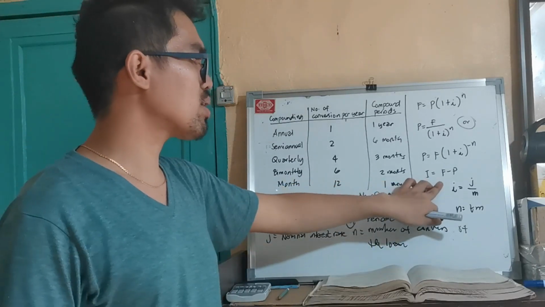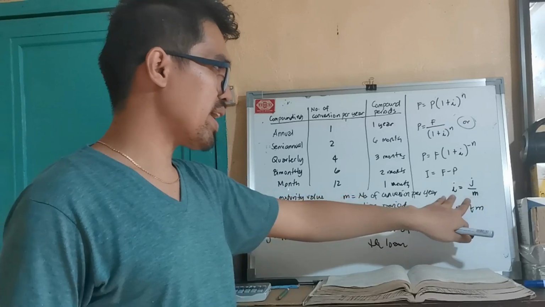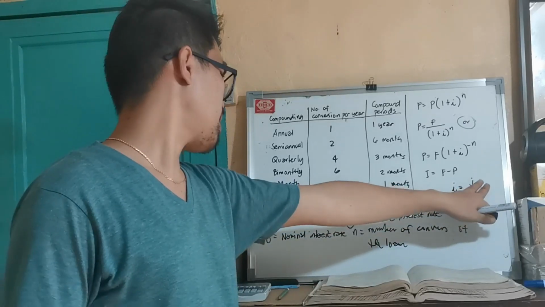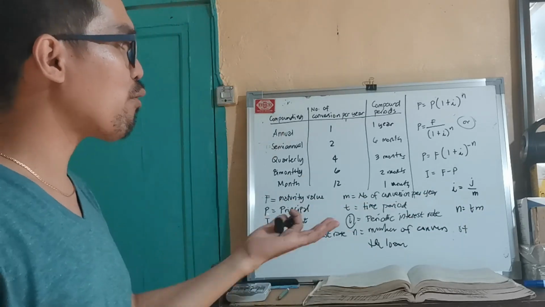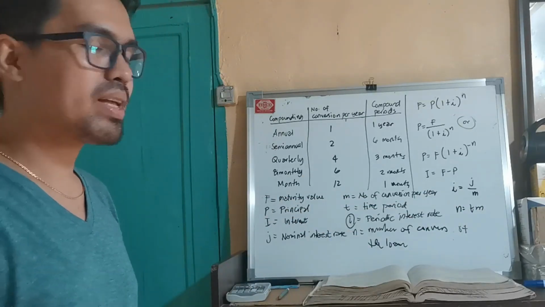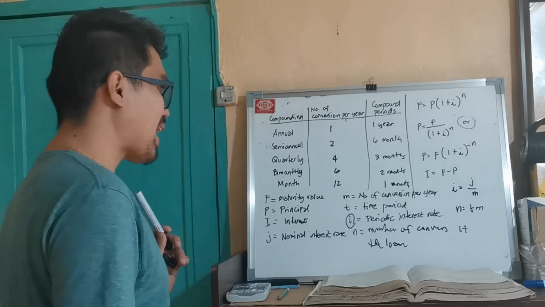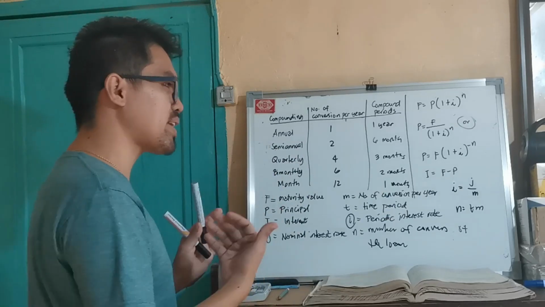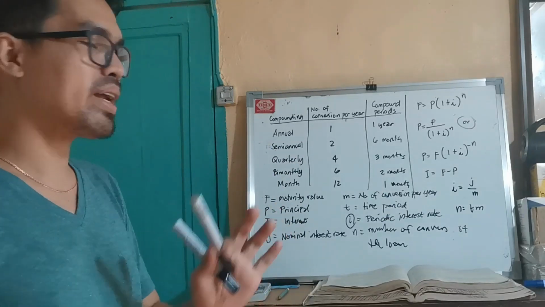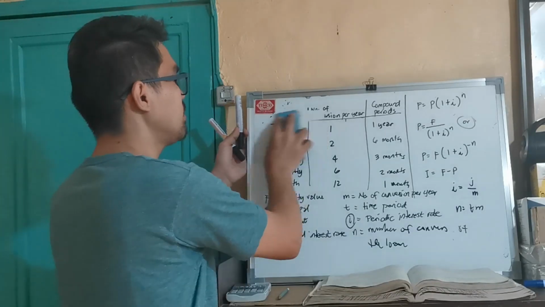And then I equals F minus P. And then I equals J over M. That is the nominal interest rate divided by the number of conversions. And then N equals TM, the number of conversions times the duration. Now, I think I just walked you through the basic things that we have to understand first before having an actual example. Let's have our first actual example under compounded interest.